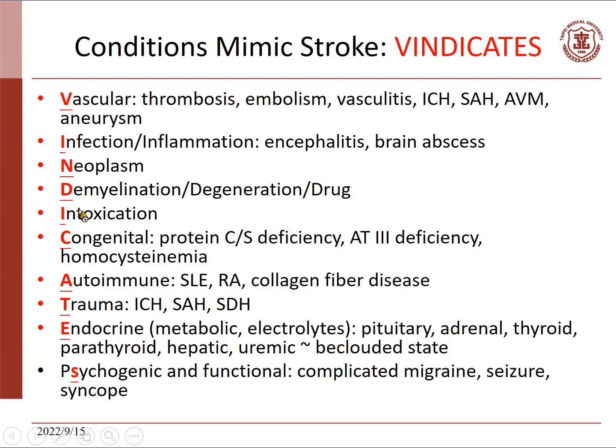And then there are some demyelinating diseases that may have acute onset, like multiple sclerosis. I think the prevalence of multiple sclerosis is much higher in North America and Europe, and not so frequent in Taiwan or in Africa, but you can still sometimes see a demyelinating lesion present with clinical symptoms like a stroke. And other conditions, like trauma or psychogenic or functional disorders, can also mimic stroke.